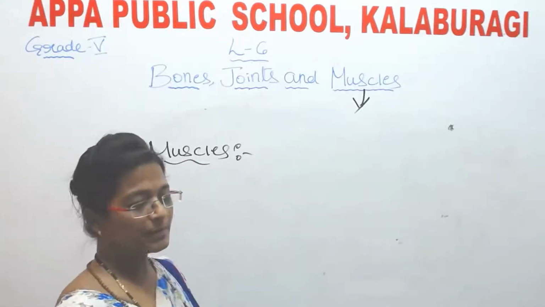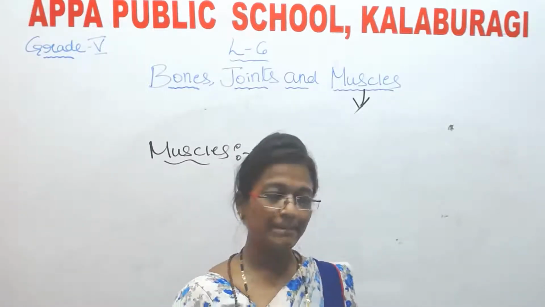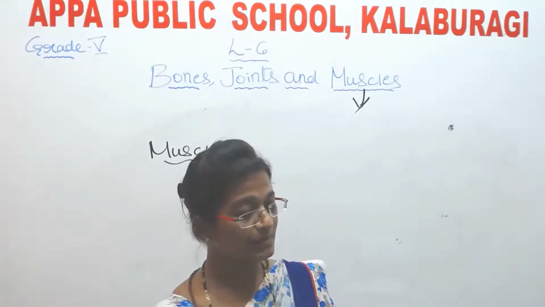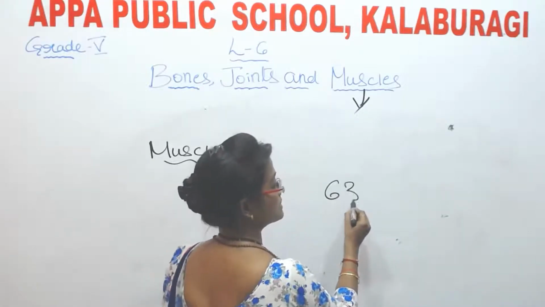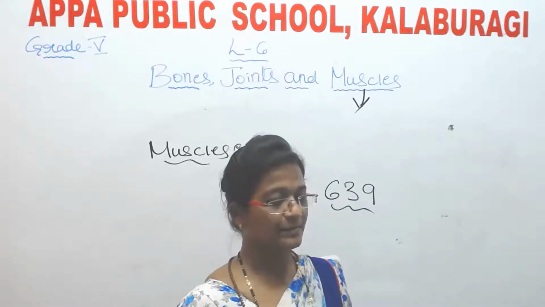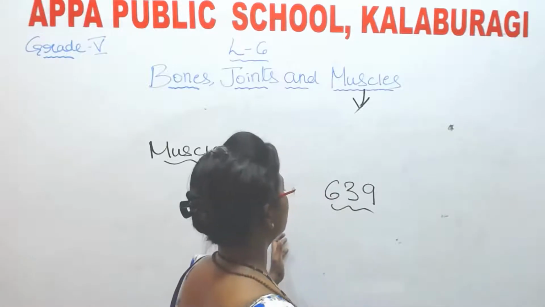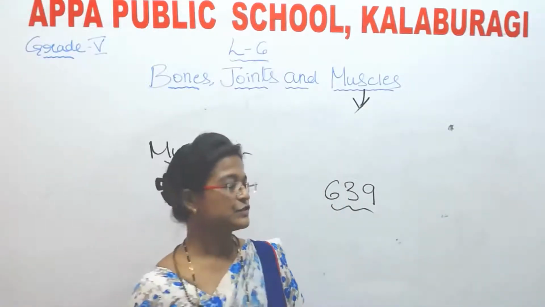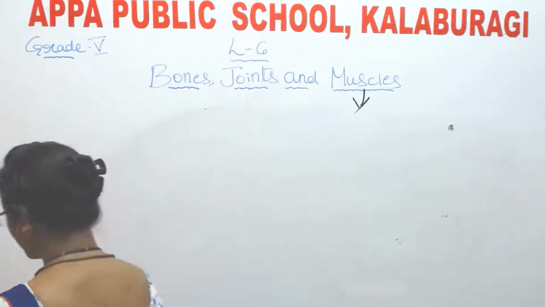Okay, so what do you mean by muscles here? A major portion of our body is made up of muscles, right? Do you know how many muscles are present in our body? Exactly, 639 muscles are present in our body. So how do these muscles help us, and what are the types of muscles? Let us see.